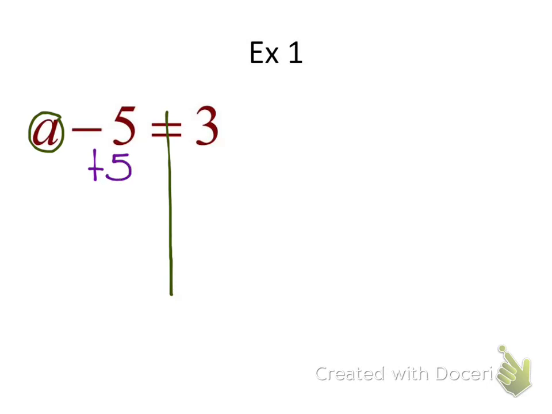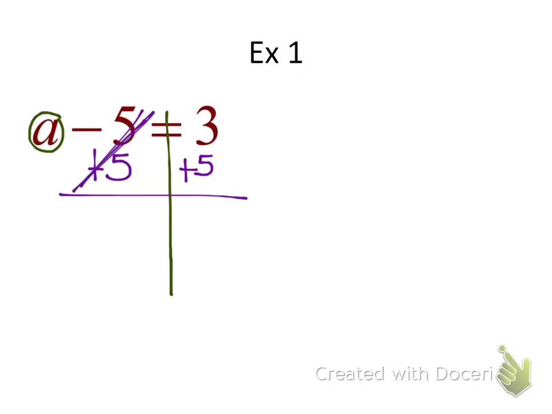Golden rule, whatever I do to one side, I must do to the other. Now, if you notice, I didn't just plop a 5 on both sides. I showed that I was taking the opposite of minus 5 and adding 5. So if I put a plus 5 here, I have to put a plus 5 here. I want to see those operation signs, okay? Now, a minus 5 and a plus 5 cancel each other out. So I show that that cancels.